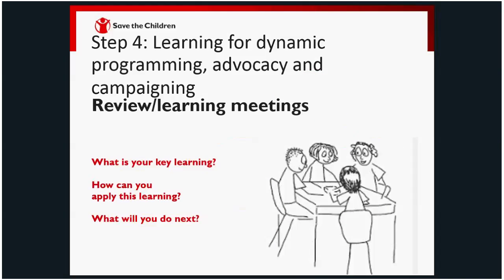Then we're recommending that more in-depth review learning meetings take place, maybe against some of the key critical junctures that your program intervention is meant to reach. It allows us to schedule specific reflection times, and they should involve key program staff, but also partners and other key stakeholders, program participants. And during those review learning meetings, the following questions should be explored. What is our key learning to date? How can we apply this learning, and what will we do next?